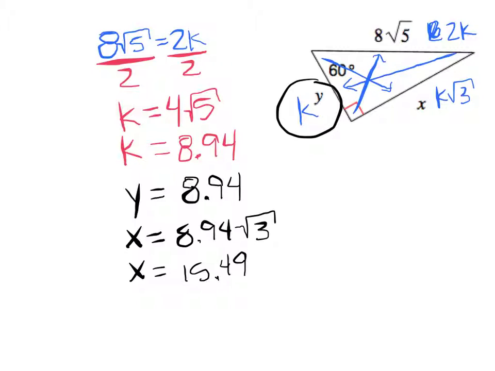So we can write down our three answers, our three legs. We knew that one leg was 8 times the square root of 5. That was given to us. We know that one leg is 8.94, and we know that one leg is 15.49.